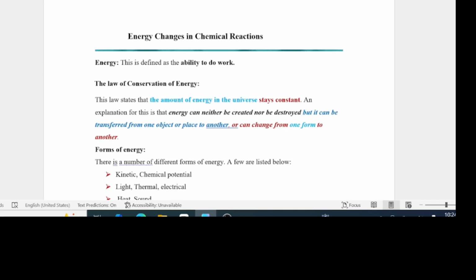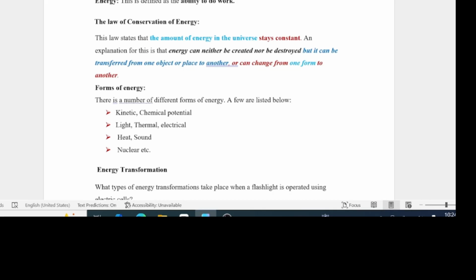Energy is defined as the ability to do work. There is what is called the law of conservation of energy. This law states that the amount of energy in the universe stays constant. Another expression for this is that energy can neither be created nor be destroyed, but it can be transferred from one object or place to another, or it can change from one form to another.